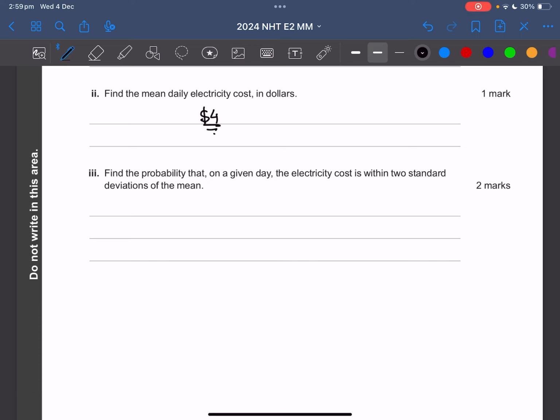Find the probability that on a given day the electricity cost is within 2 standard deviations of the mean. Well, what we are finding is the probability that mean minus 2 standard deviations is less than c less than mean plus 2 standard deviations. Now, we don't know the value of standard deviation, right? But we do know that standard deviation is the square root of variance. And we also know that variance can be found using E of c squared, take away the mean, whole squared, right? So let us do this on CAS now.